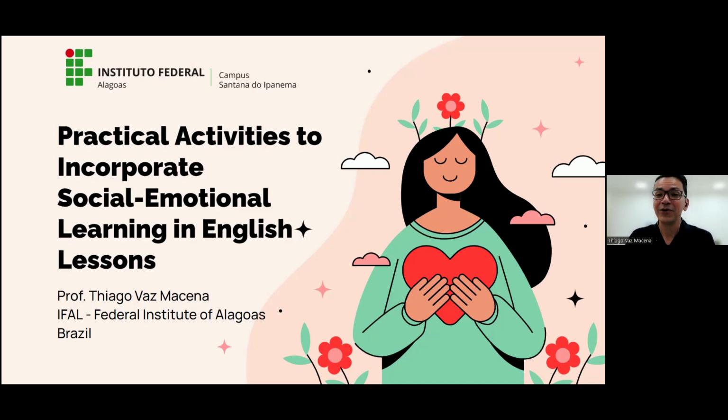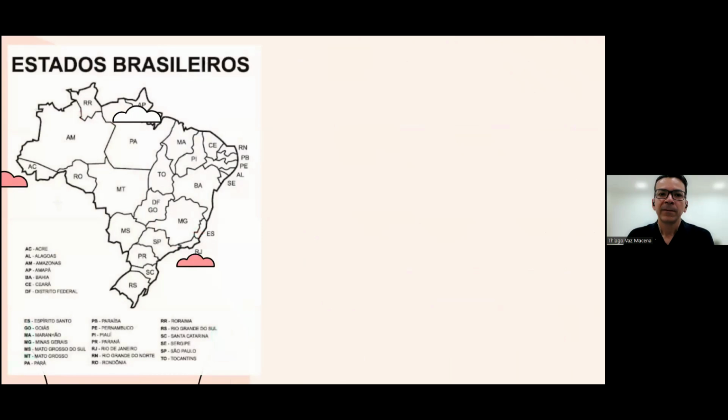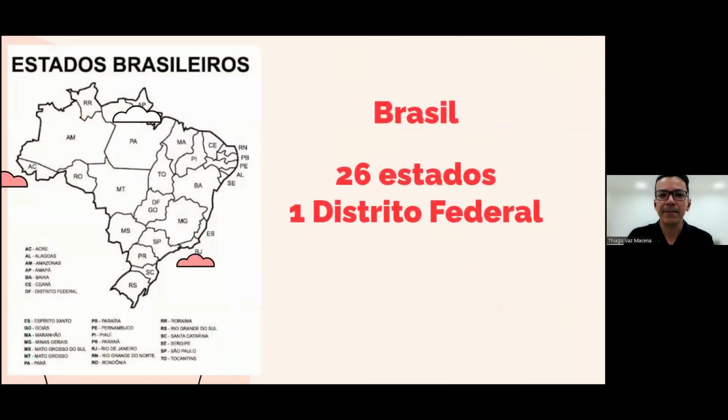I work for the Federal Institute of Alagoas here in Brazil, and I'm going to give you a quick context about my place and my job before I start my presentation. Here is a simplified map of Brazil. In Brazil, there are 26 states and one federal district. I live in Pernambuco, and I work in Alagoas, so I work in a different state from where I live. It's about 380 kilometers from my house, a six-hour drive for me to go to work. I drive 12 hours every week, so I travel every Tuesday and come back home every Friday.